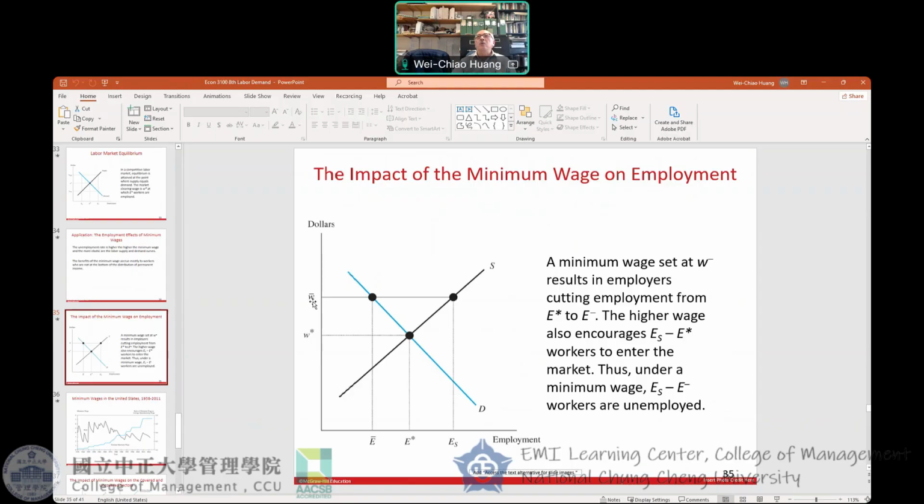And you can see in this case with wage W bar, according to the labor supply curve, there are this many people that want to supply labor. But according to the labor demand curve, firms only want to hire these E bar workers. Effective demand is E bar. There are E star, E S workers looking for a job. They're not all going to get one. Only E bar will get the job. So you have this gap. We know this gap is called excess supply, or surplus, or unemployment. So the impact of minimum wage on employment is that it creates unemployed people.